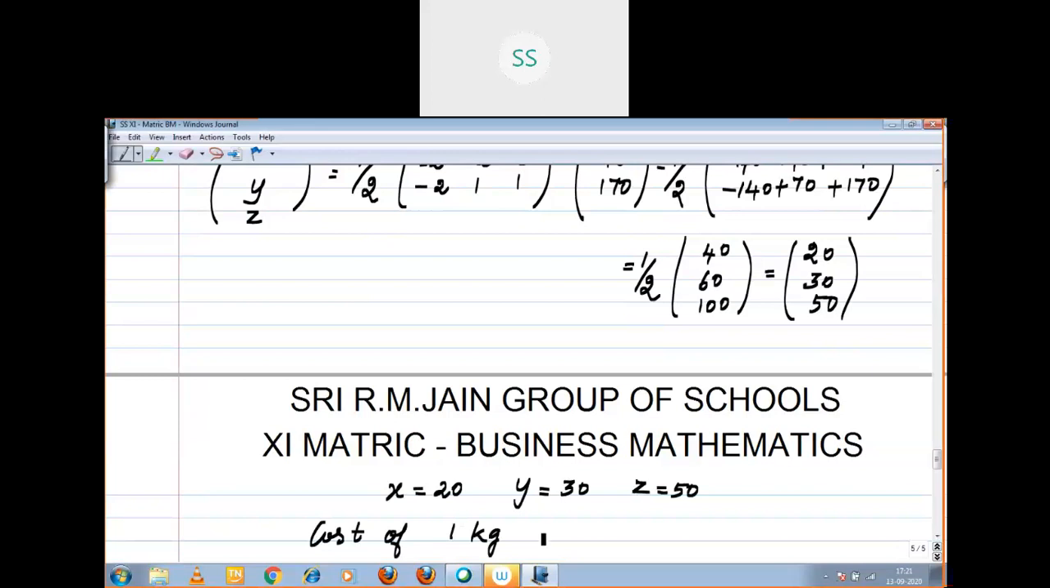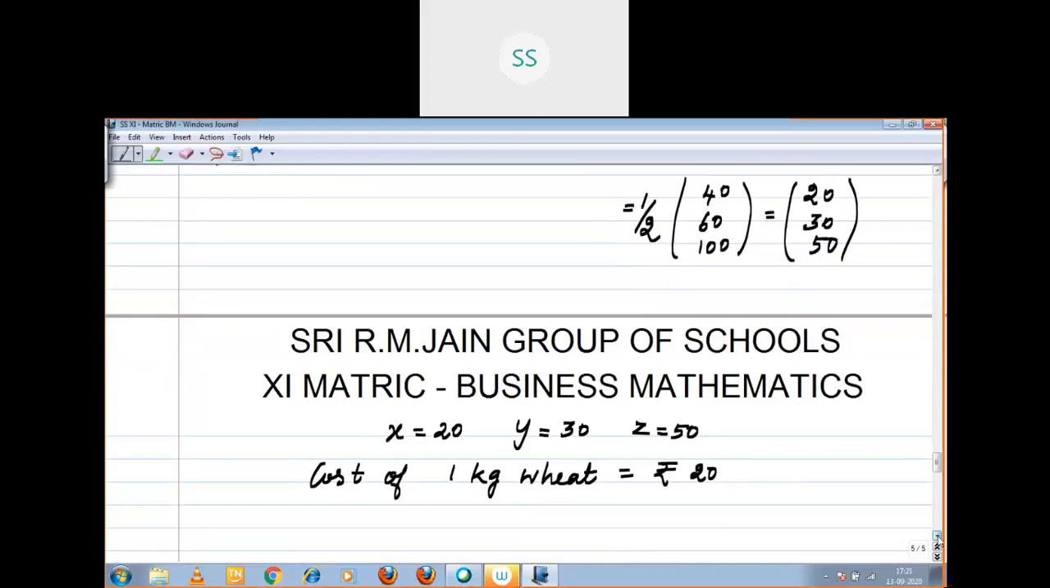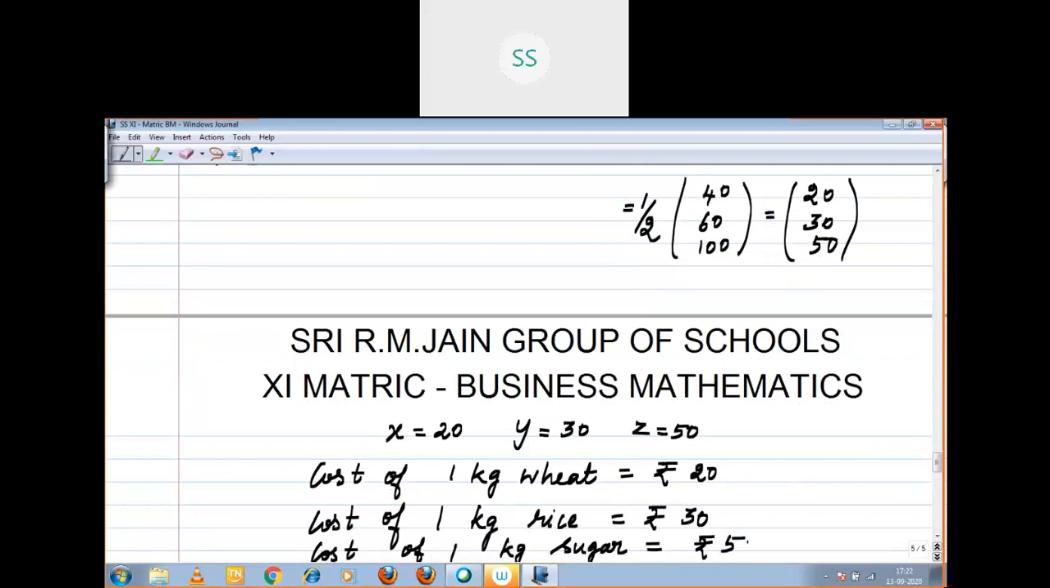Cost of 1 kg wheat equal to 20 rupees. Cost of 1 kg rice, 30 rupees. Cost of 1 kg sugar equal to 50 rupees. Got it, children?